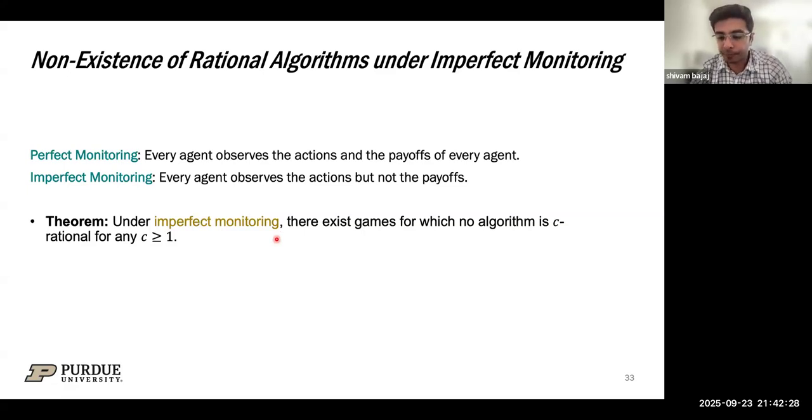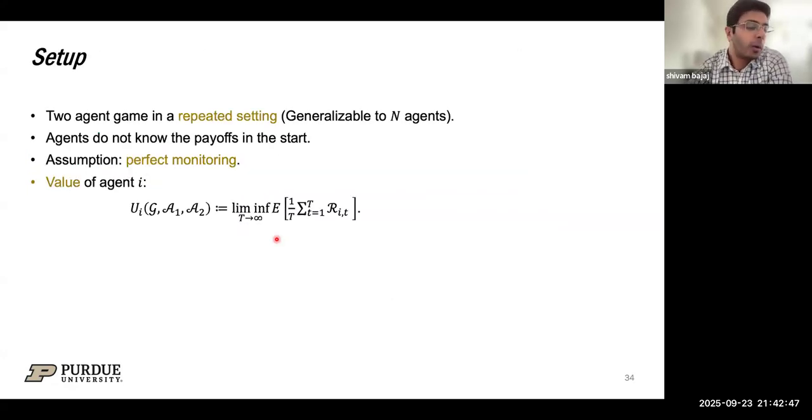So basically, if an agent is not able to observe the payoff of the other agents, then designing these algorithms is very hard. Okay, so this is another negative result. And given these negative results, the question is, do these rational algorithms even exist? And fortunately, the answer is yes. And now I will talk about how we can design these algorithms.